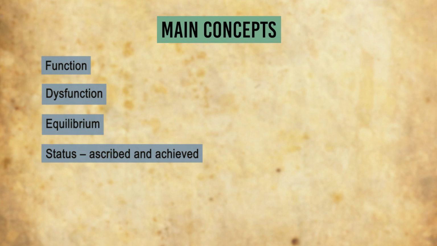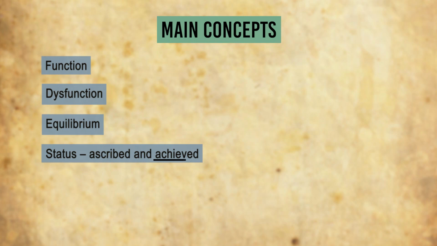Next comes status. It may be ascribed status, which we get by birth, like our race, our religion, all these. It may be achieved status, like you become a teacher, you become a doctor, and you achieve something. Next is social order. Obviously, they were ultimately trying to answer the Hobbesian question of social order, how to maintain social order.